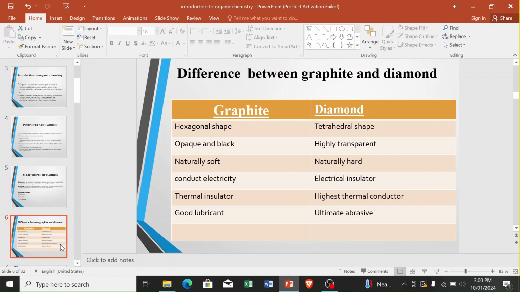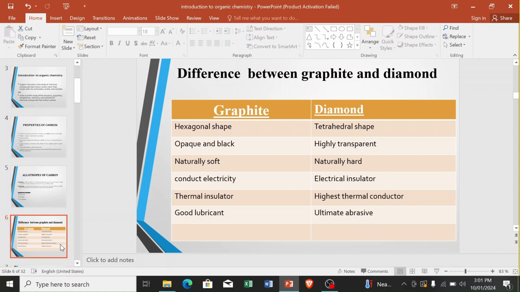Is it the shape? Is it the color? Is it the softness? Is it on electricity, how they conduct electricity? Is it on thermal conduction, conduction of heat? And then is it a lubricant? Those are the major outputs you can have.